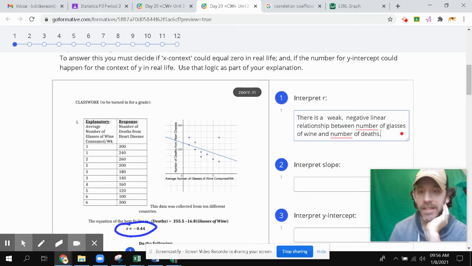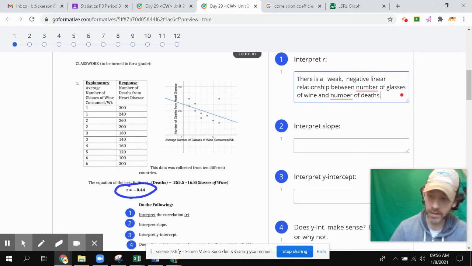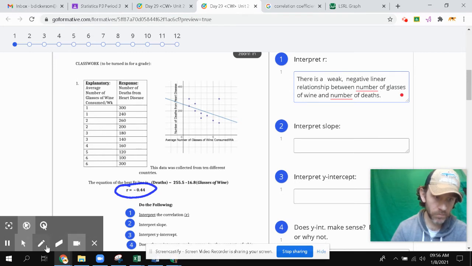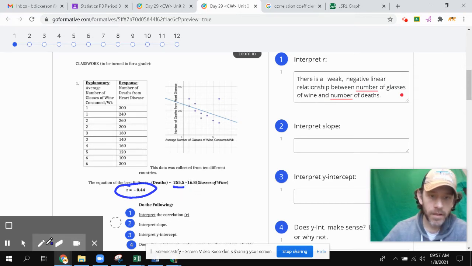All right, next sentence is interpret the slope. So where do we find the slope? The slope is always next to the x. And when we look at these problems, we see that there's a couple of numbers that we're going to look at, right? That's the 255. Okay. And the negative 16.8.